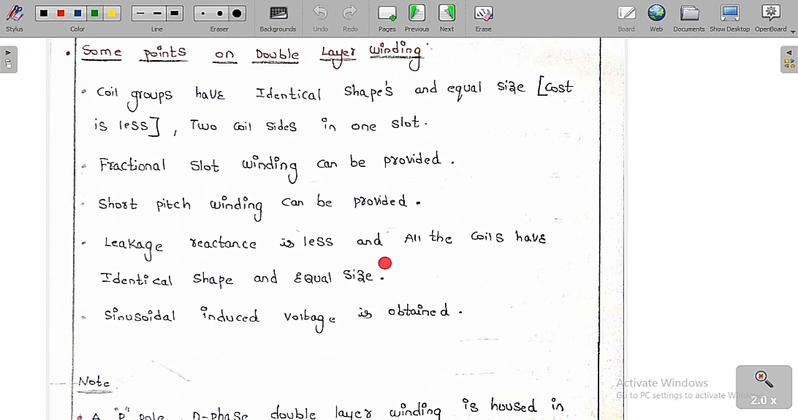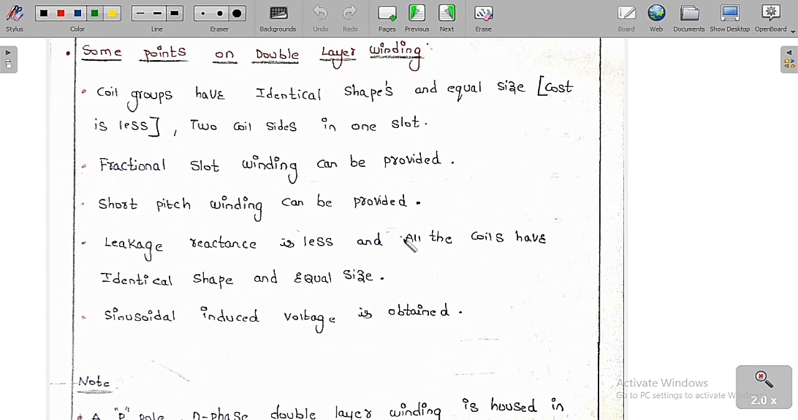And the leakage reactance is less, and all the coils have identical shapes and equal size. The leakage flux is very small, so the leakage reactance is also less. And a sinusoidal induced voltage is obtained. In double layer winding, we get a more sinusoidal induced voltage as compared to the previous one. These are some of the important points regarding the double layer winding. In summary, in a single layer winding, we keep only one coil side in one slot.